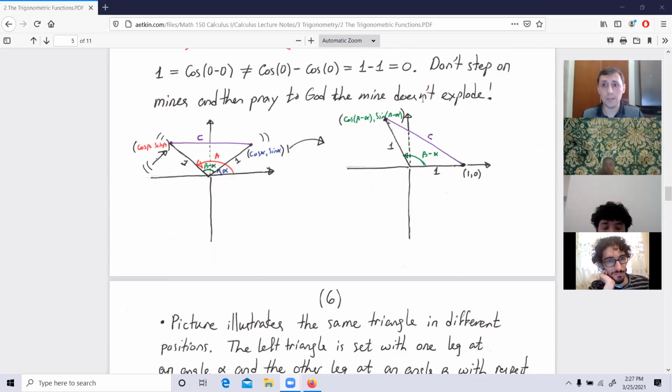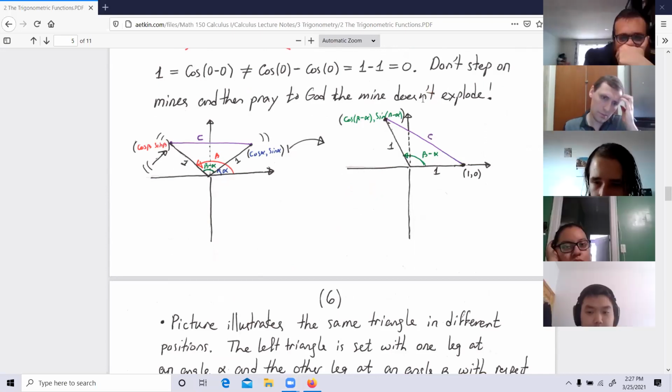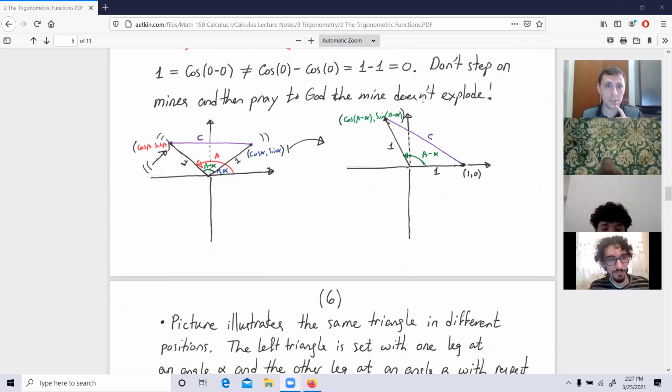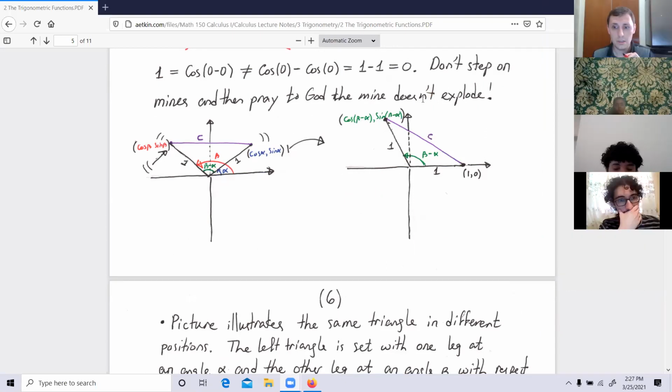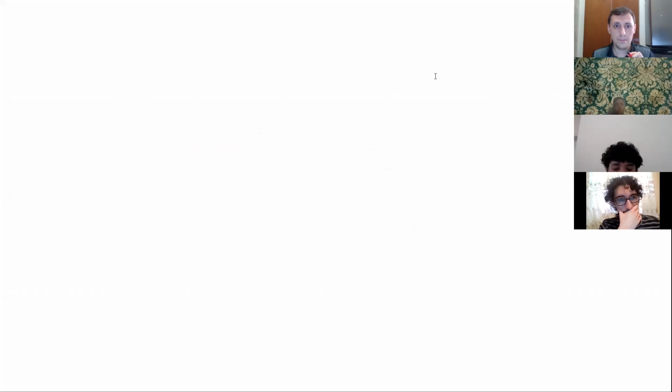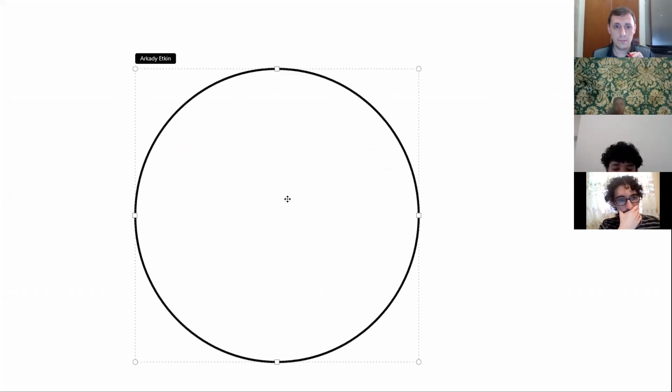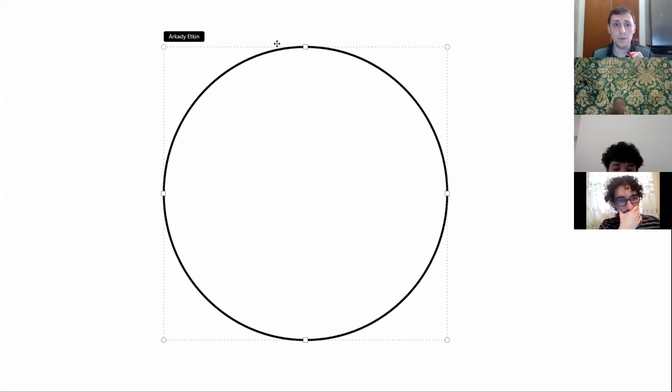Zoom in on what? I'm sorry. You want? I can draw another picture if you prefer, if it's easier. I'll draw another picture just in case it somehow makes it easier for you guys. Okay, here is the situation.